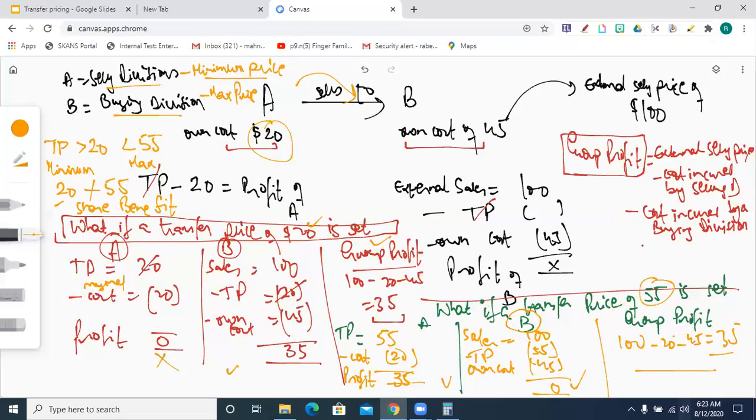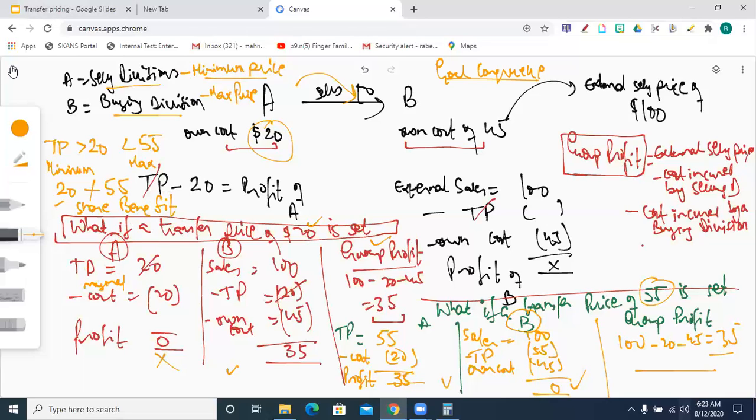So in order to have goal congruence, the transfer price should ensure goal congruence. And it should be such that the division makes a profit as well as the group, and they take the decision that is best for the group as a whole.